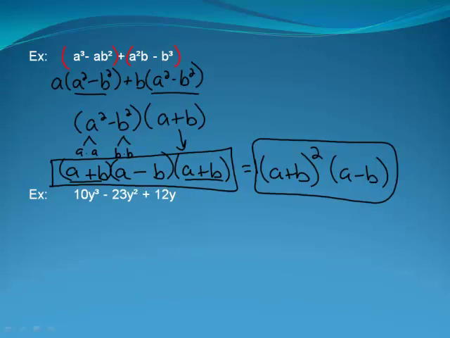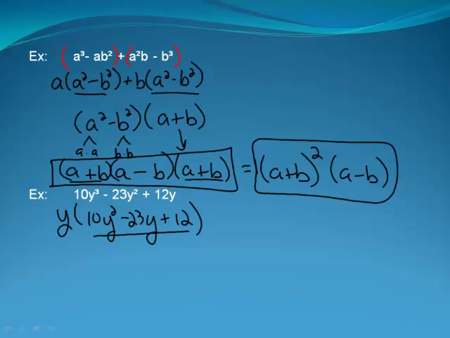Okay, so let's look at the next example. 10y cubed minus 23y squared plus 12y. First step, always look for a greatest common factor. In this case, the greatest common factor is just a variable term. We're going to have to pull out a y. That leaves us with 10y squared minus 23y plus 12.